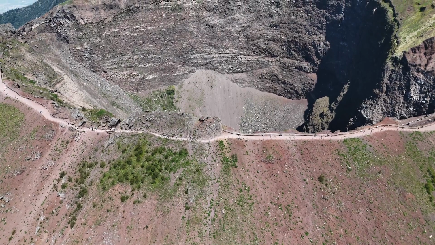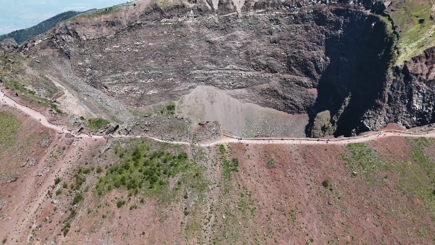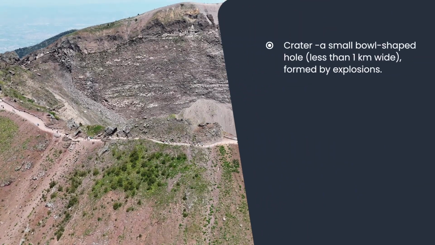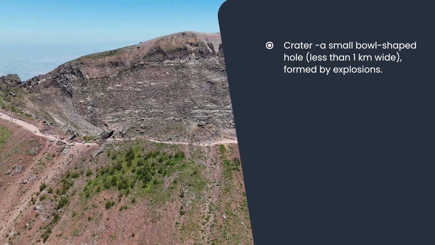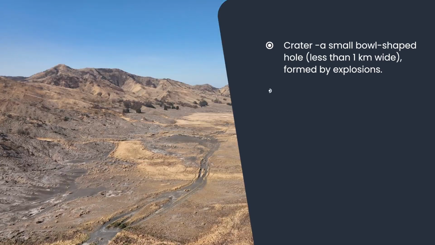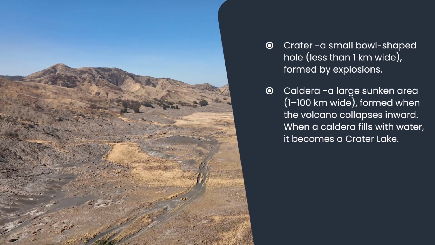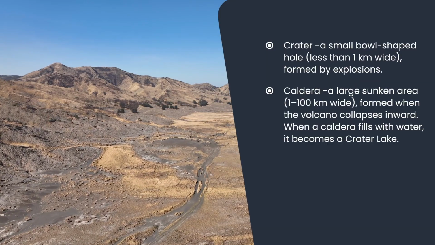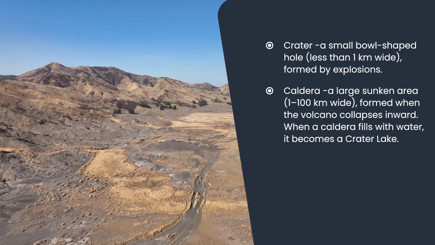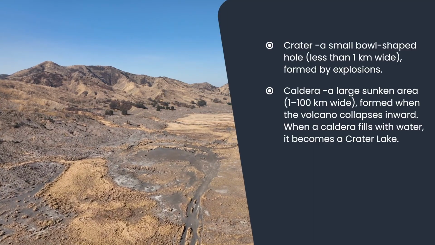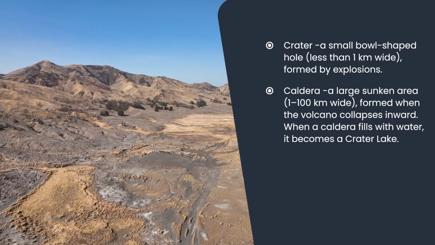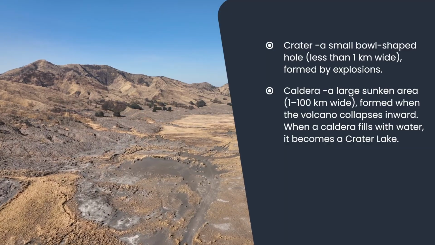Then the third is caldera versus crater. So, a crater is a small bowl-shaped hole that is less than 1 kilometer wide, which is formed by an explosion, whereas a caldera is a large sunken area that is 1 to 100 kilometers wide, formed when the volcano collapses inward. When a caldera fills with water, then it becomes a crater lake.